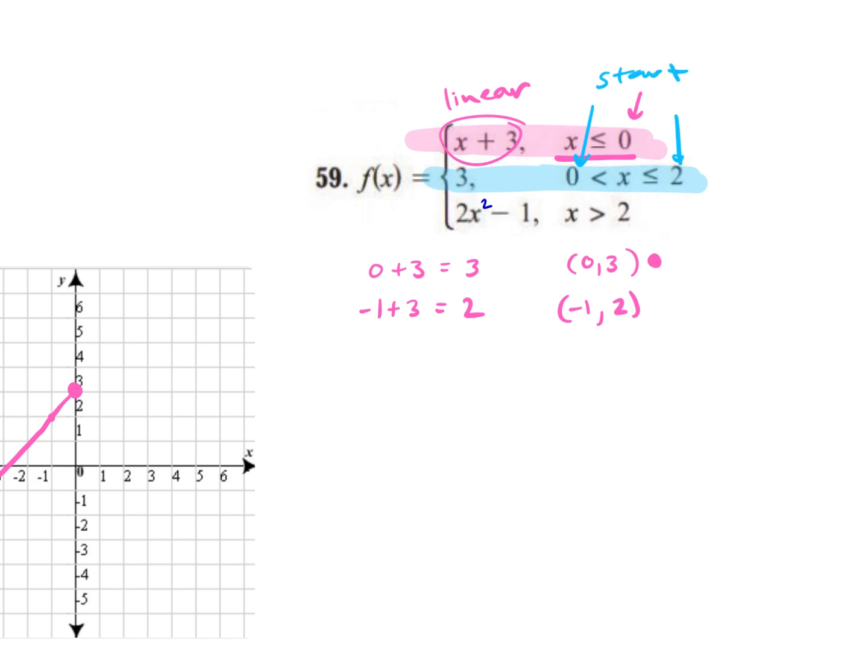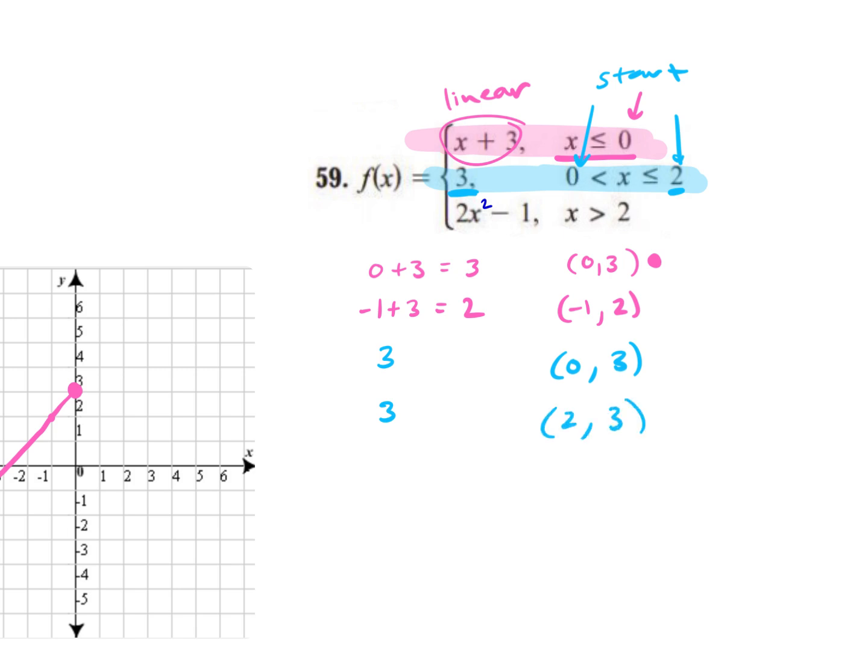Do I have anywhere to plug in 0 here? No. So what's my y always going to be? What's f of x? 3. So if I have 0 for x, what's my y? 3. If I have 2 for x, what's my y?